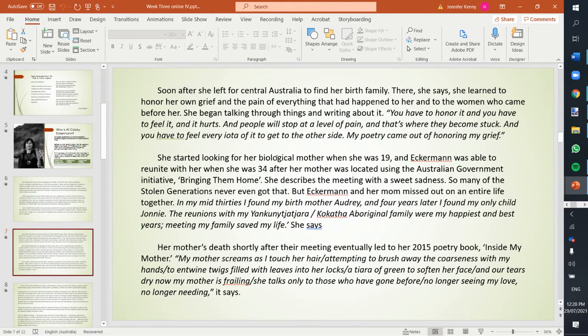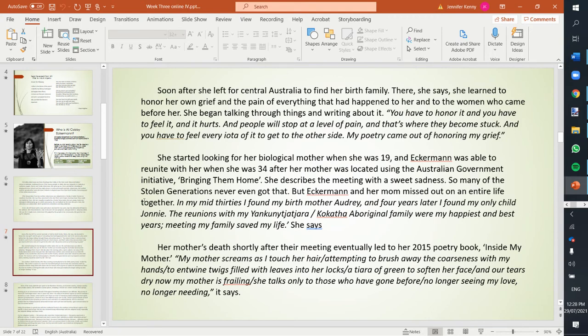She started looking for a biological mother when she was 19, and Eckermann was able to reunite with her when she was 34, after her mother was located using the Australian government initiative Bringing Them Home. She describes the meeting with a sweet sadness. So many of the stolen generations never even got that. But Eckermann and her mum missed out on an entire life together.